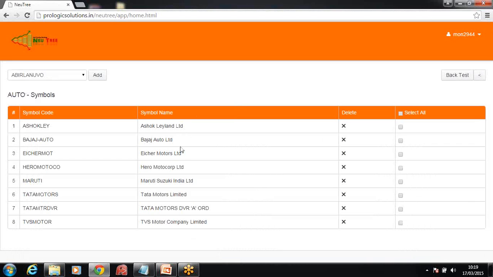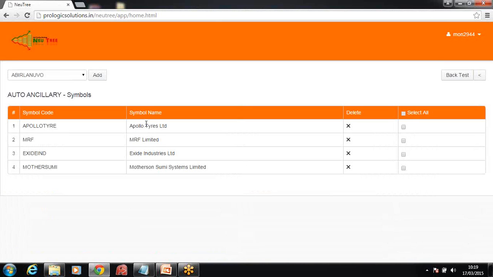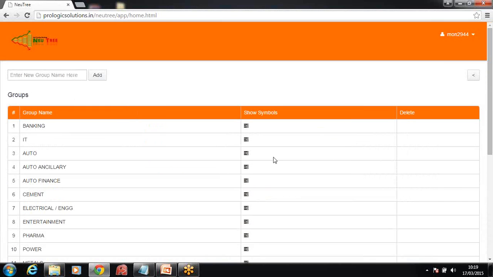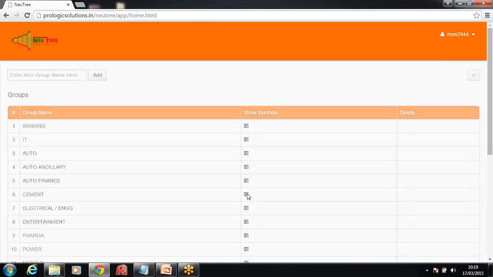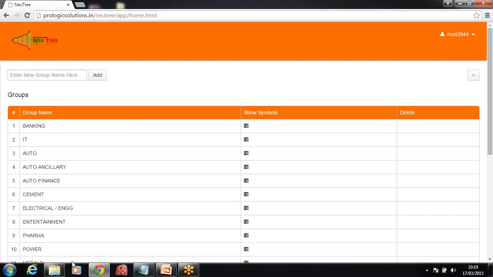Auto, we have these groups. And auto ancillary, we have Apollo Tires, MRF, Exide, Motherson Sumi, these 4. Likewise, we have included almost all the scripts that are there in the F&O segment into some group or the other. Now what we do after this, we have added the groups.